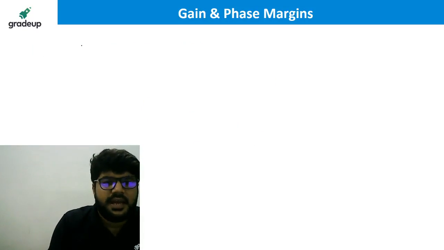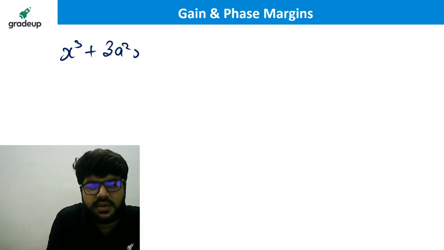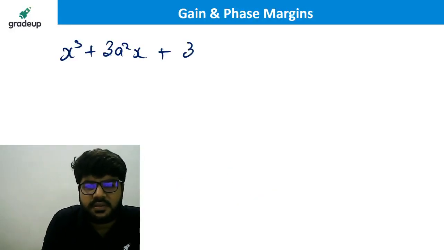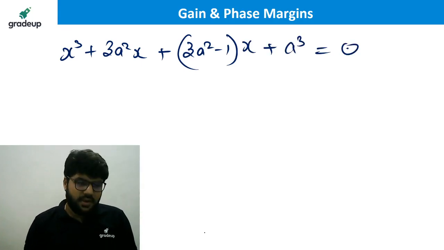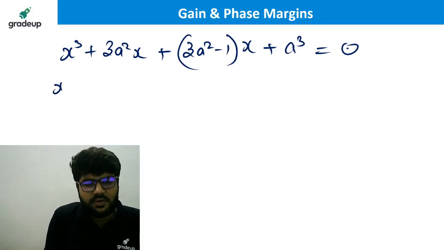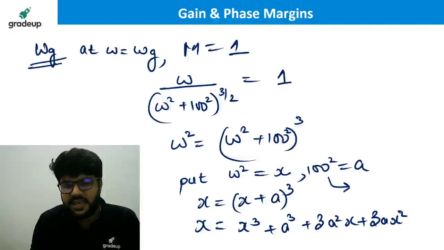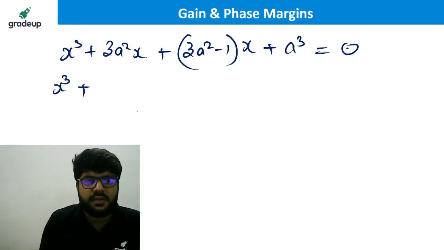So ultimately, I am getting x cube minus 3x cube plus 3a square x plus 3a square x minus x, so plus 3a square minus 1 into x plus a cube equal to 0. Now just pay attention that if I even put down the value of a, what is a? A is 100 square, that means a itself is 10 raised to the power 4.